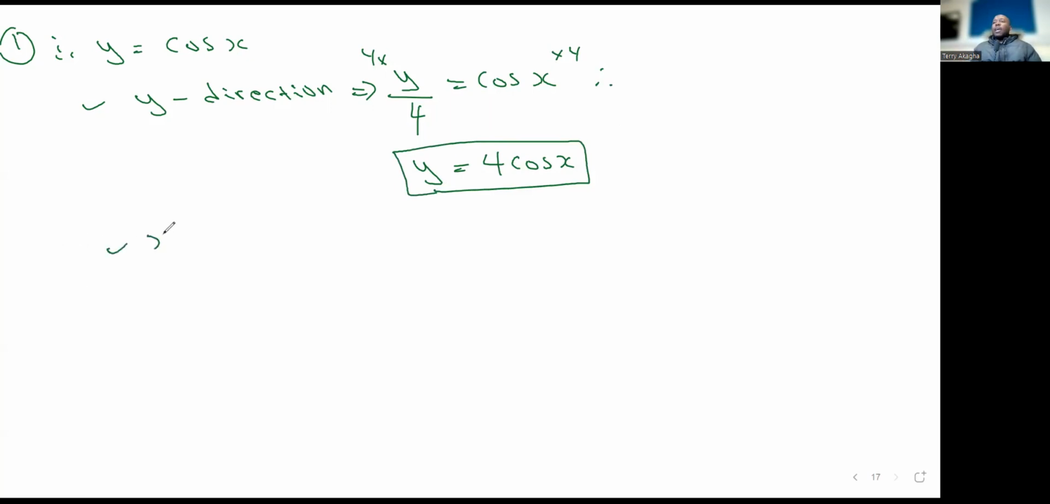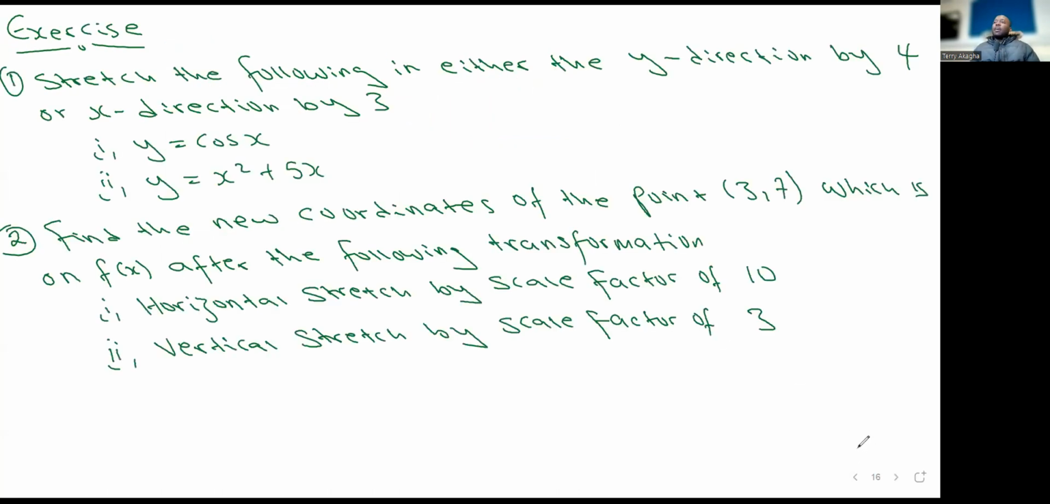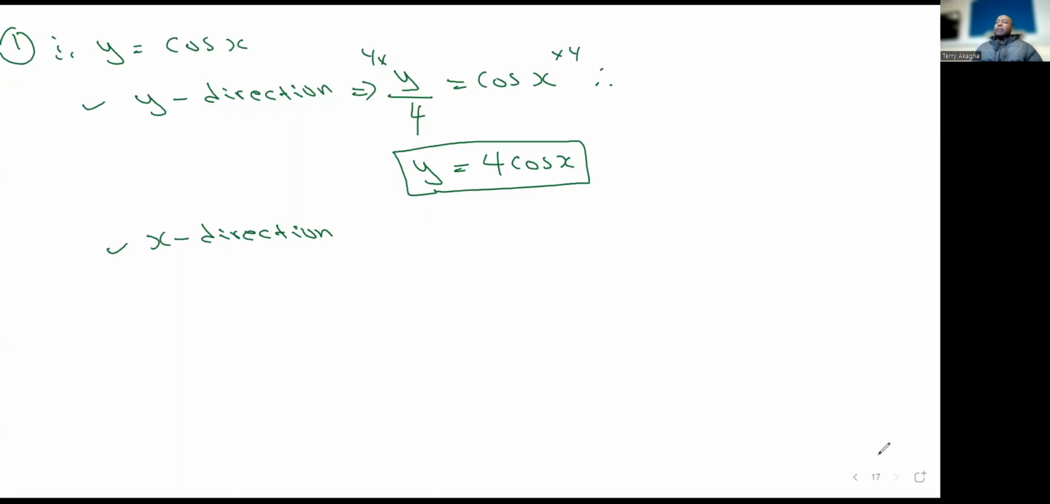Now, if you're doing it in the x direction, and the x direction is by a factor of 3, the y remains the same, but the x, you're going to replace with x over 3. And that will be the answer for that. y is equal to cos x over 3.